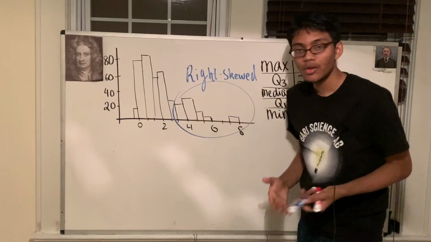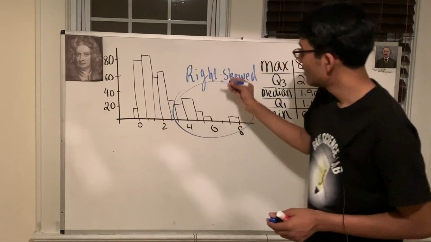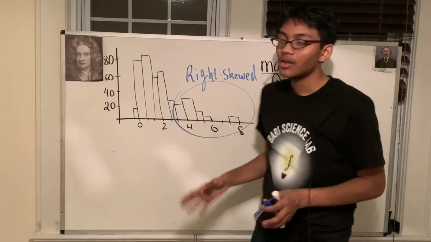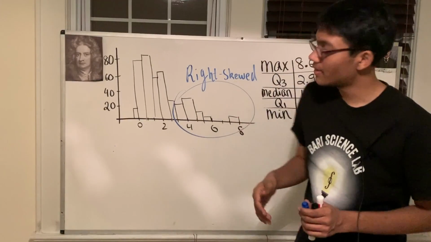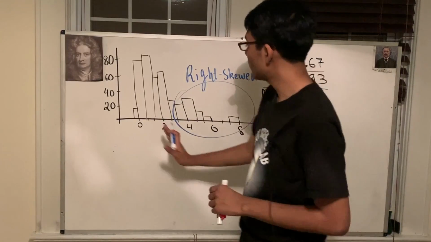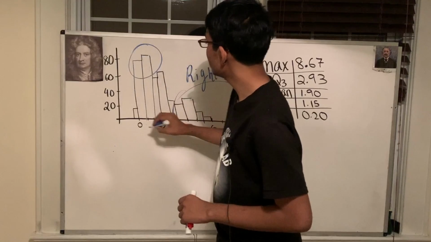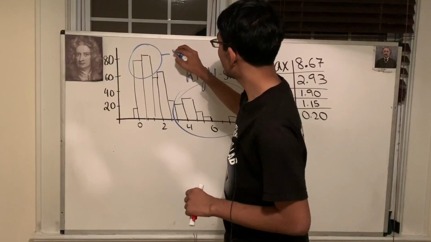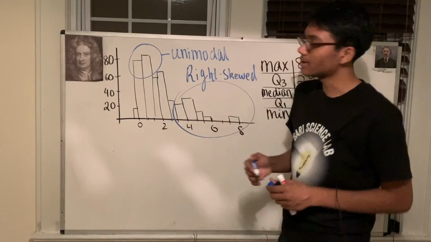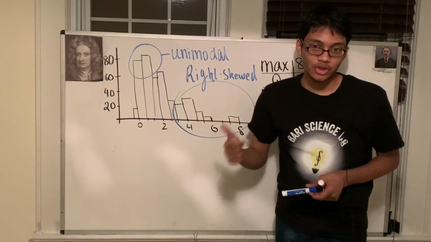Okay, that's the shape. What about the center? Well, to describe the center, we should use the median because this is a skewed histogram. When you have a skewed, use the median. When you have a symmetrical, use the mean. Okay, so the center of this distribution looks to be around perhaps this area here, and the center also involves the fact that this is a unimodal distribution, or rather that's a shape. So we already know it's unimodal and it's right skewed. We have its shape, we have its center.